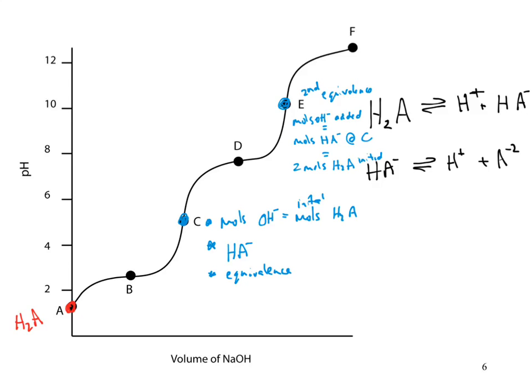What happens at point F? What do we have? We have A minus 2 and technically OH minus. You'll notice that our pH is now starting to level off, where we would expect the pH to level off for a pure hydroxide solution. Okay. What other information can we pull from this graph? Are there any points we have not yet labeled?